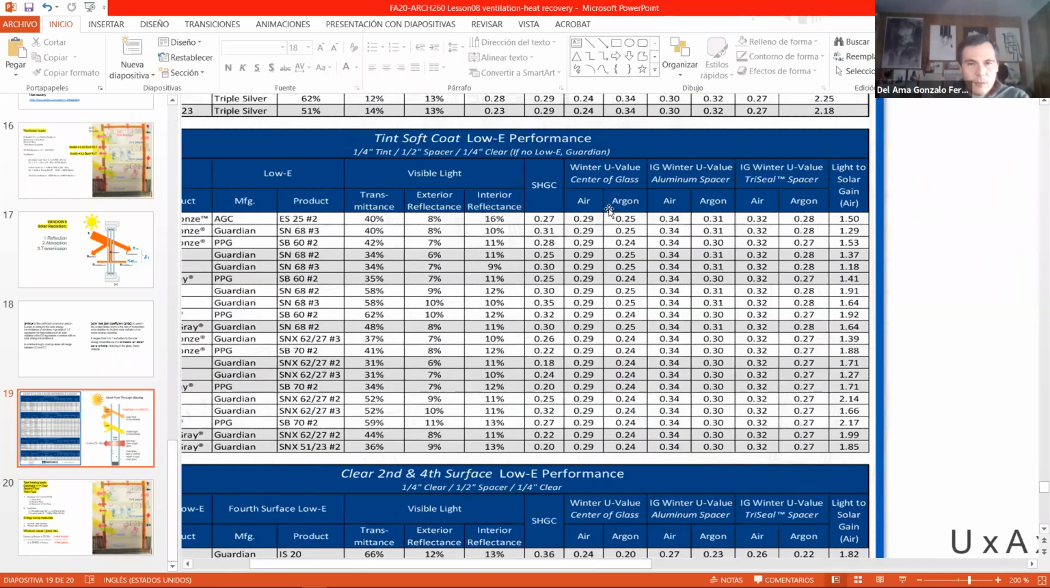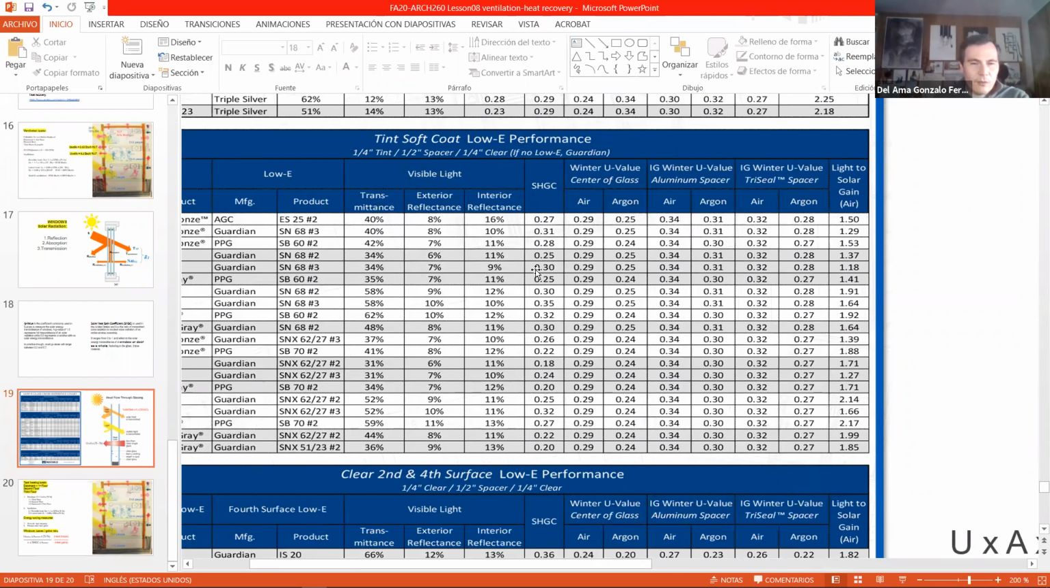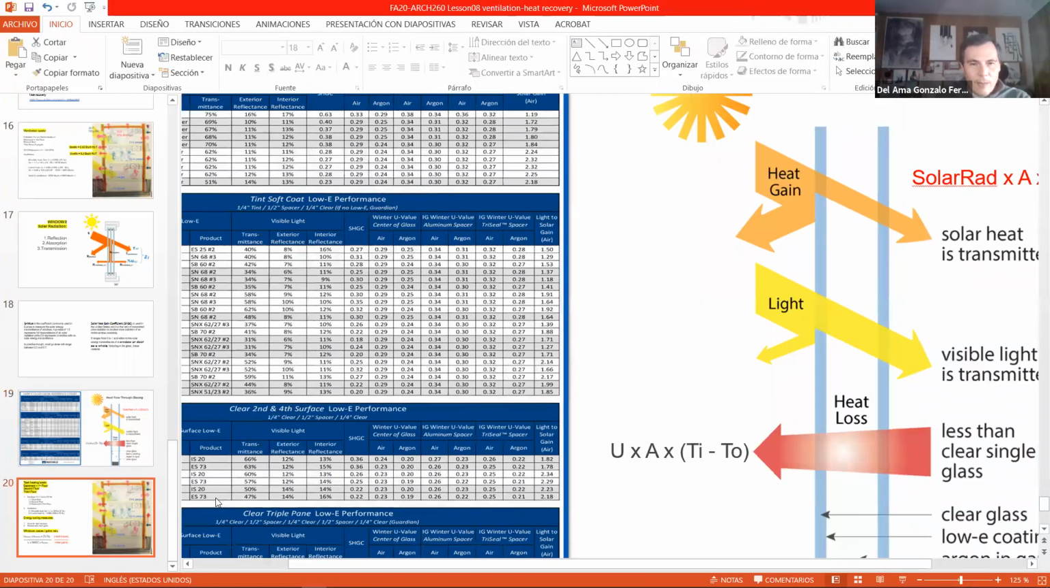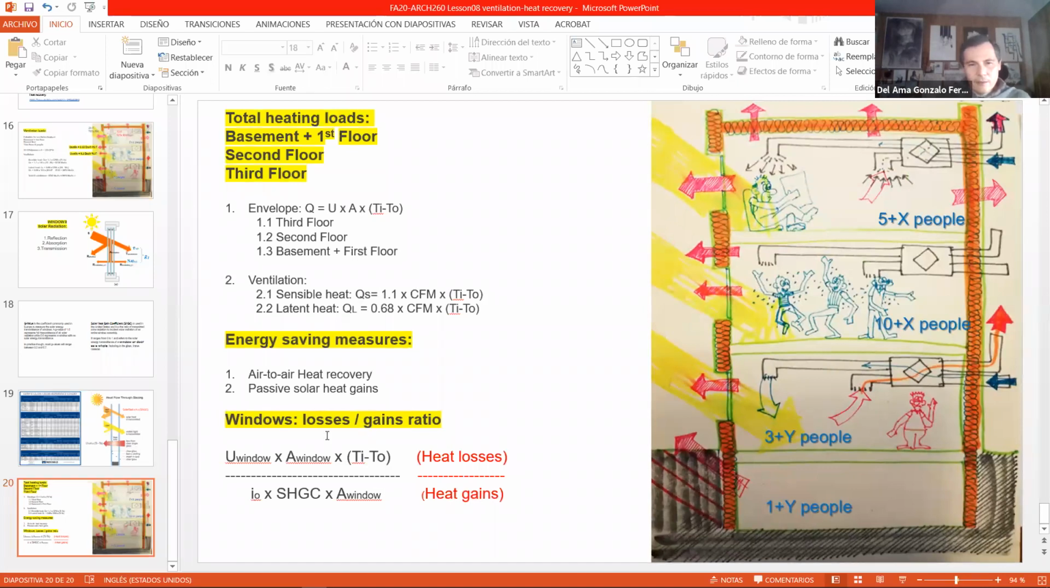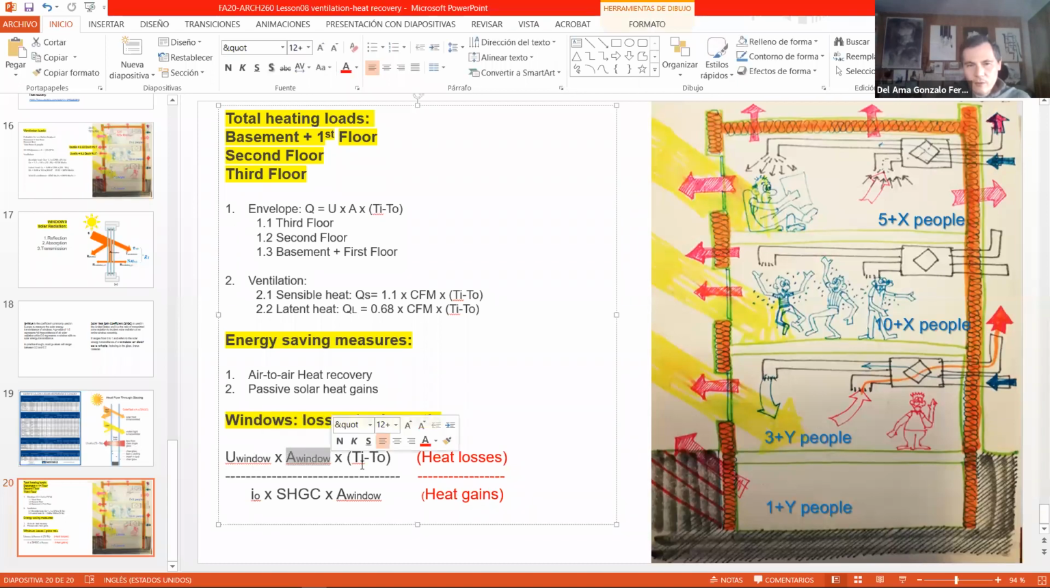So we have information about the U value and the solar heat gain coefficient. This is what we need. And then we need to calculate the balance. This is important: the ratio between heat losses and heat gains. The heat losses are the U value of the window, the area of the window, times indoor minus outdoor temperature. You have already done this in that building. But then you will need to calculate the heat gains. The heat gains depend on the solar radiation, the solar heat gain coefficient, and the area of windows.